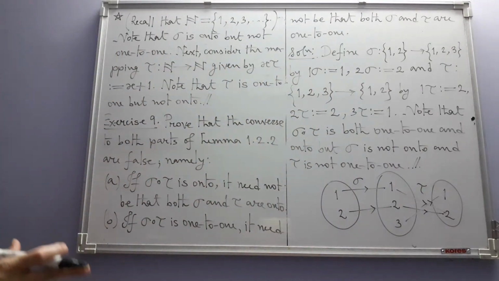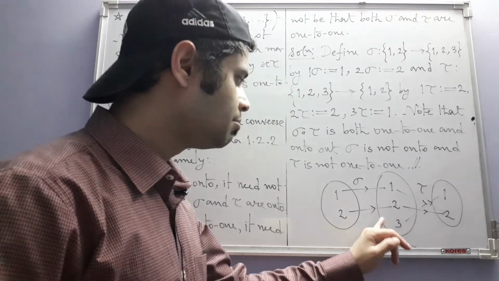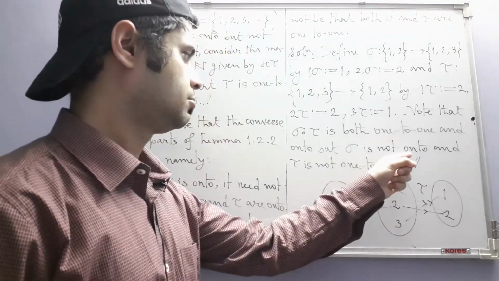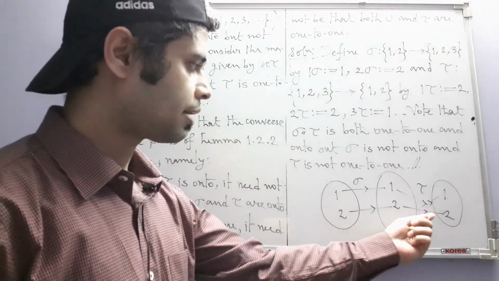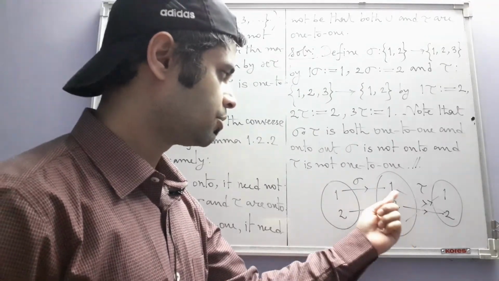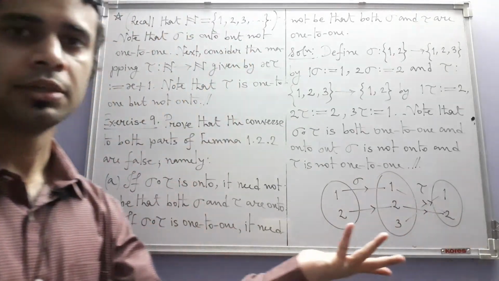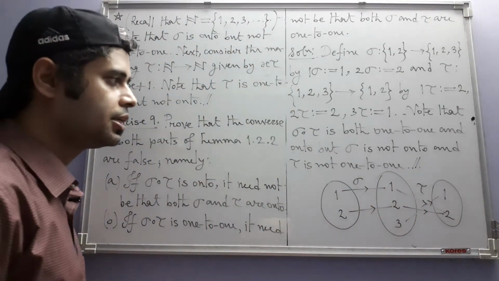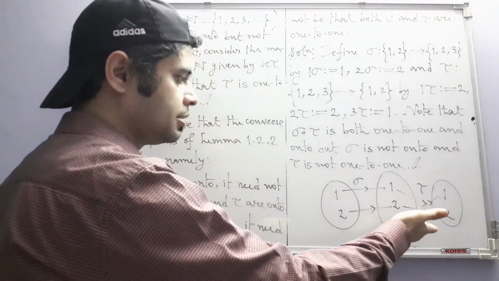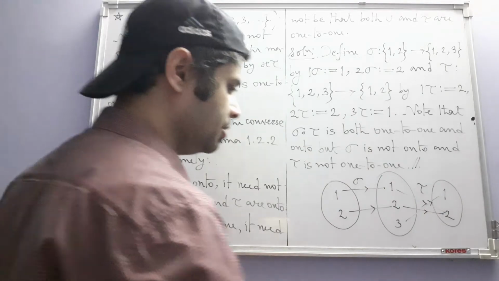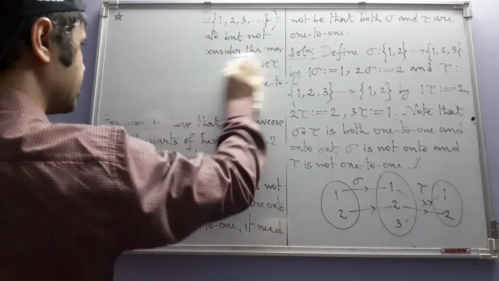So from this diagram we can immediately see that sigma is not onto, because 3 is missing as an image, and tau is not one-to-one because tau maps both 1 and 2 to the same element 2. But what about sigma composition tau? You can see from here itself what sigma composition tau will be, but still let me just draw another diagram for you.